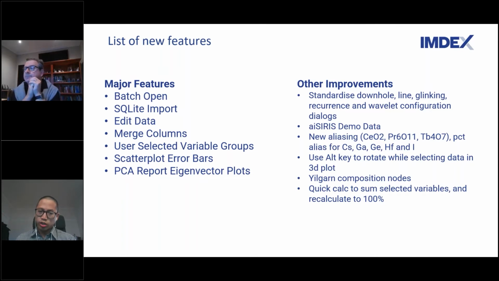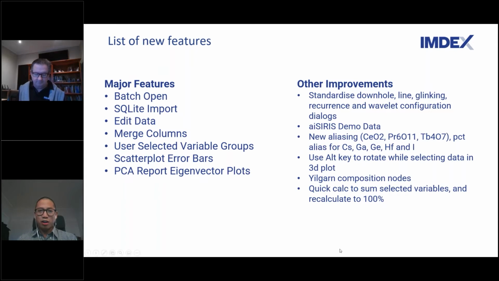So in this release, we have added new features that enhance interoperability with some of the file formats that we can bring into the program. And we have also added some features that have been requested by our users in the past. So some of the things like edit data and merge columns have been requested before by our users, and also user selected variable groups. So those are the features that people have been asking for in the past, and we finally added them into ioGAS.